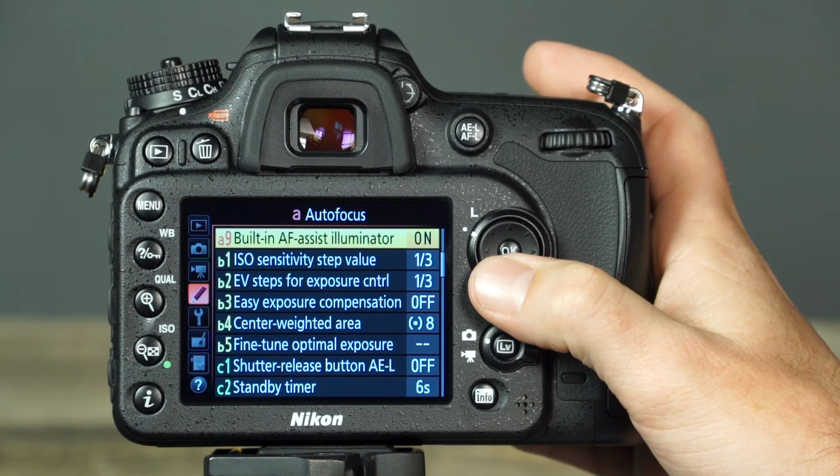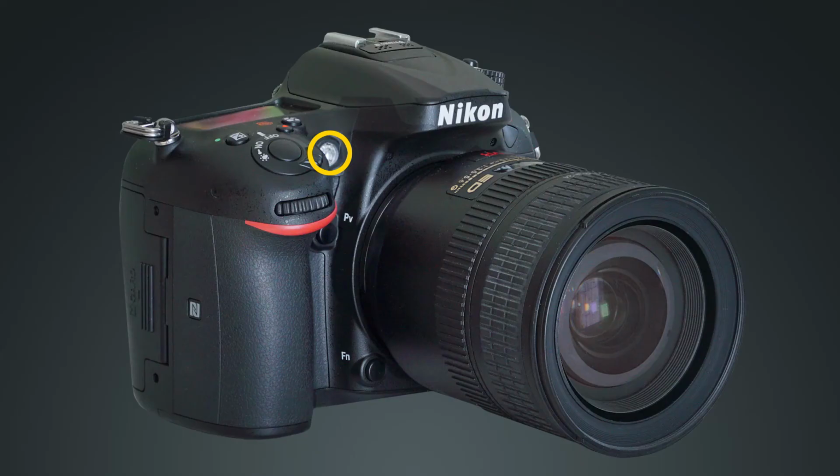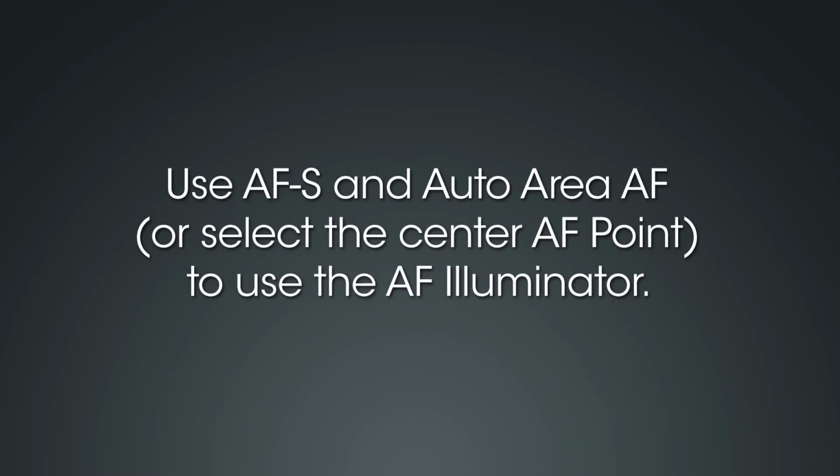Next, there is built-in AF Assist Illuminator. If On is selected, the AF illuminator will light under poor lighting conditions to help the camera find focus. Note that you must use the AF-S focus mode in conjunction with the Auto Area AF mode to make sure the center focus point is selected for the AF illuminator to work properly. If Off is selected, the AF illuminator will not light.